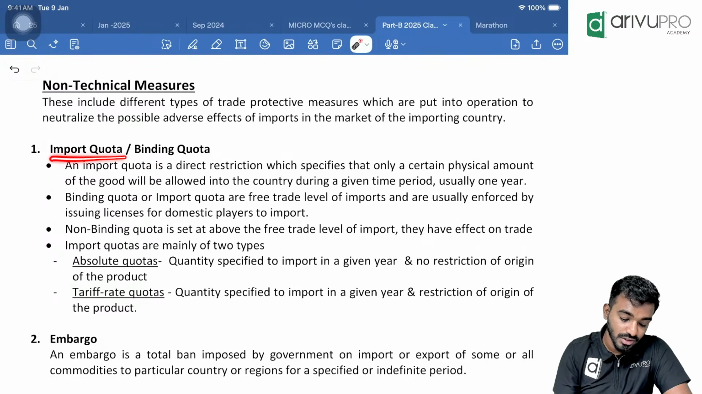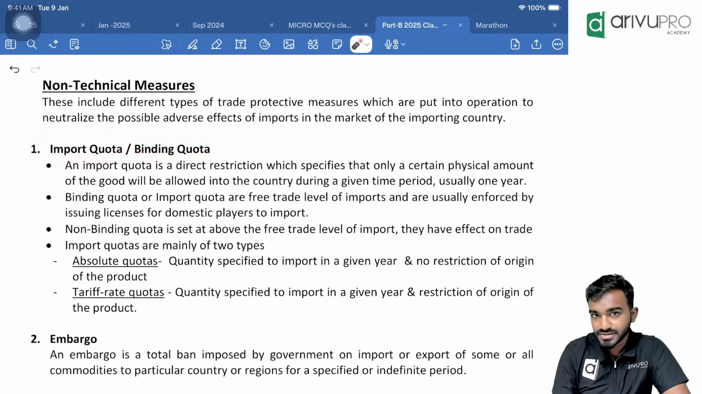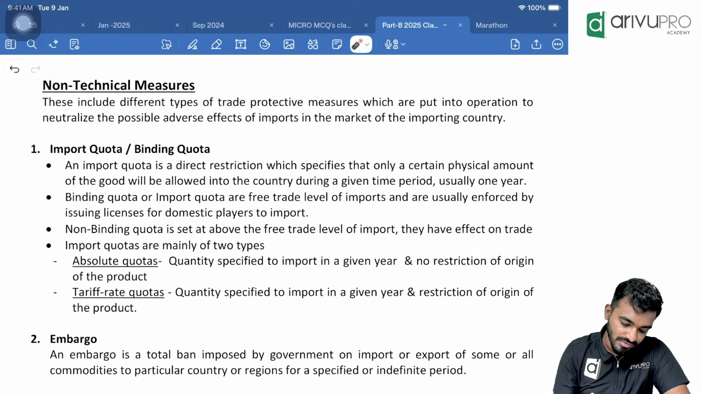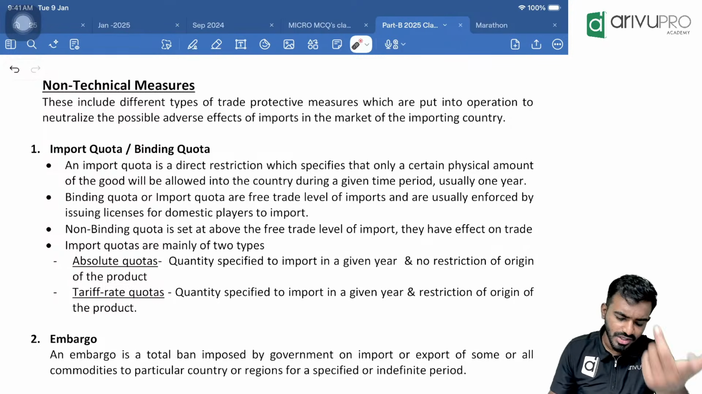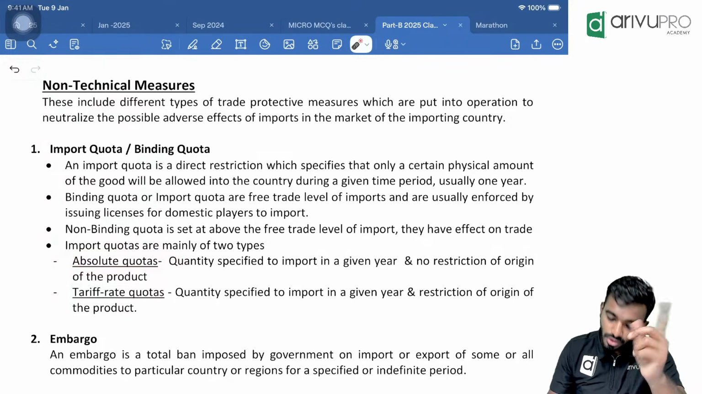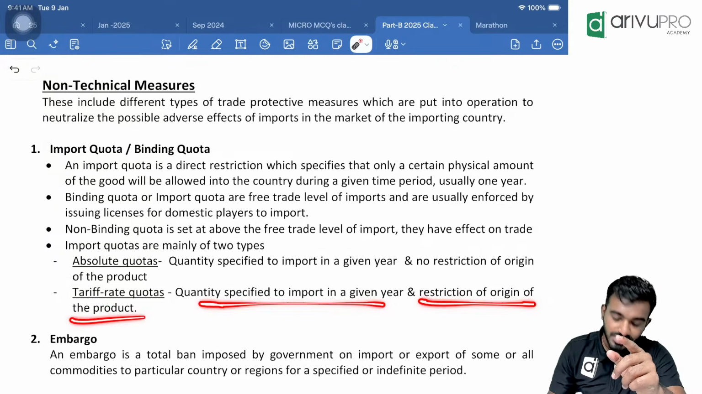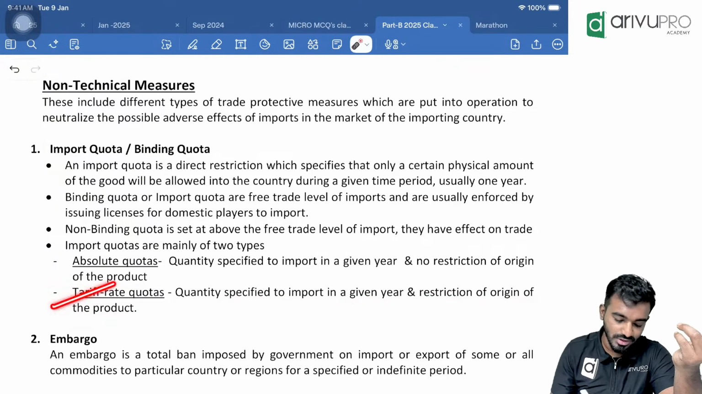The very first one is called import quota, quantity restrictions. See, earlier the tariff rate quota was there, right? Same to same. We will speak about that once again, but this time we will also include origin restriction. Quantity restriction is there, origin restriction is not there; that is absolute. Quantity restriction is also there, and origin restriction, from so-and-so country we don't allow; that is called tariff rate quota.